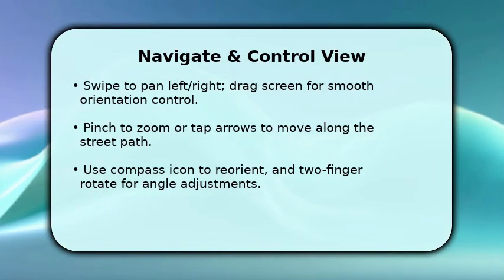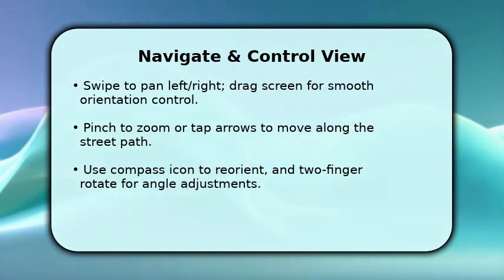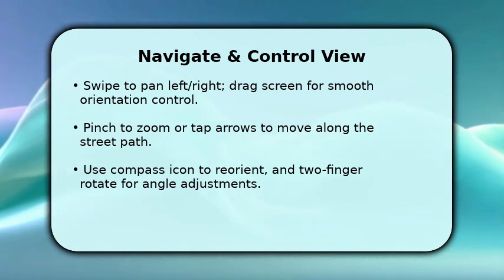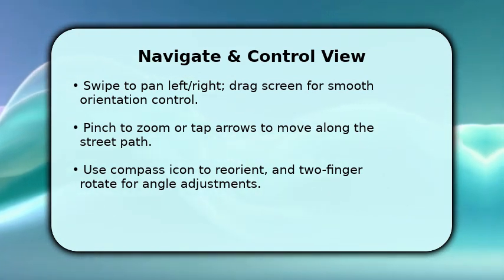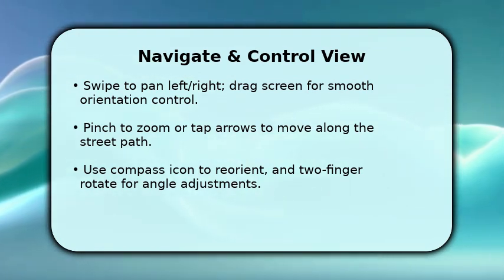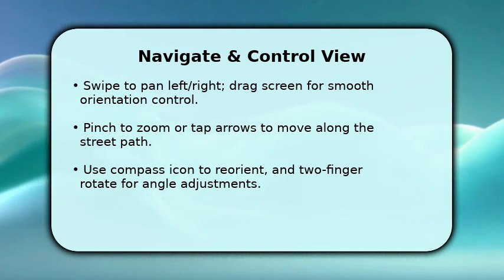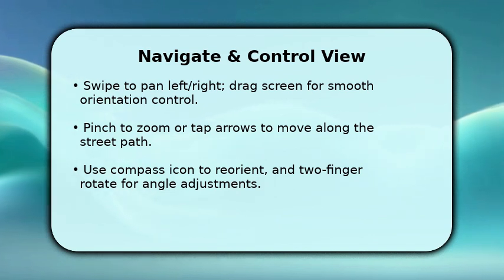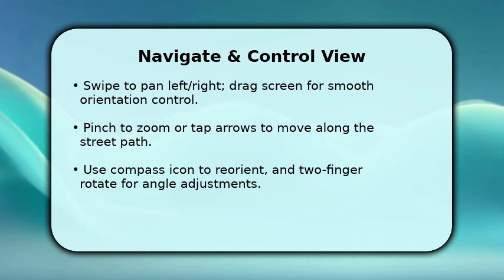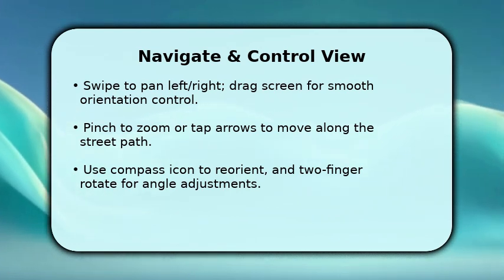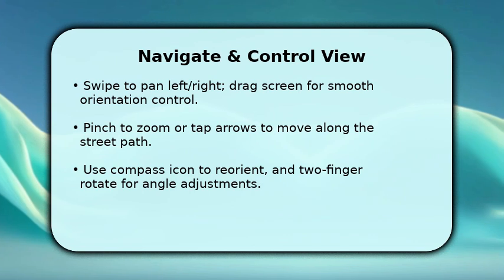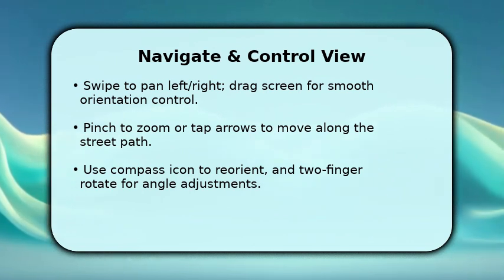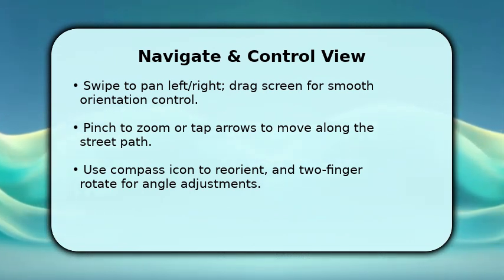Once inside Street View, swipe with one finger to pan the panorama. This lets you look around the scene naturally. Pinch to zoom for a closer look at signs or building details, and tap the forward/back arrows on the street to move along the route. Use the compass or double tap to recenter when angles get confusing. Two-finger rotate changes your viewing angle precisely. Doing these controls helps you inspect locations and choose your next move without leaving the page.